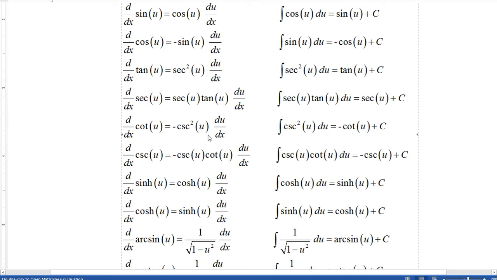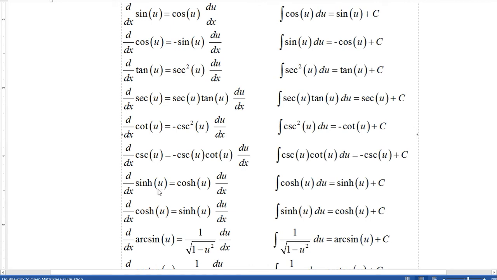The derivative of cotangent u is minus cosecant squared of u, and so the antiderivative of cosecant squared of u is minus cotangent of u. And the derivative of cosecant of u is the opposite of cosecant of u times cotangent of u. So the antiderivative of cosecant of u times cotangent of u is the opposite of cosecant of u.